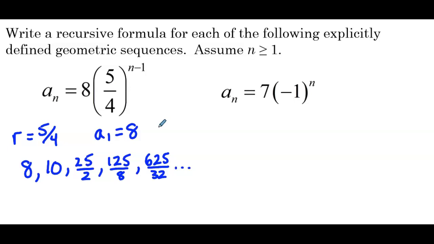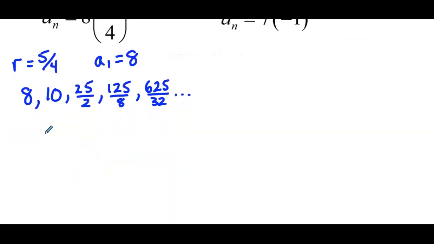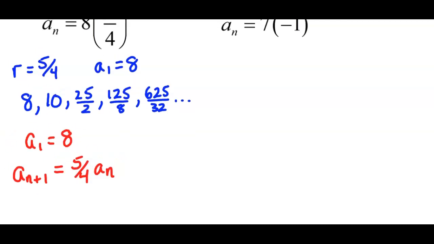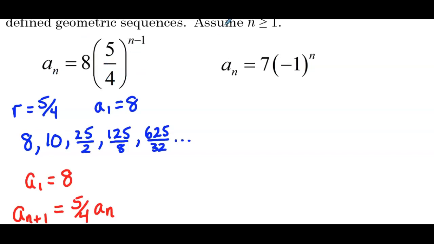Typically, we either use a sub n plus 1 and a sub n, or a sub n and a sub n minus 1. So our recursive formula will start by identifying that first term, the starting point. So a sub 1 equals 8, and then I'll use a sub n plus 1 here. So how do we get from one term to the next? We're multiplying by 5/4. So this would be 5/4 times the previous term, which is a sub n. So here we have our recursive formula for the sequence we were given explicitly.